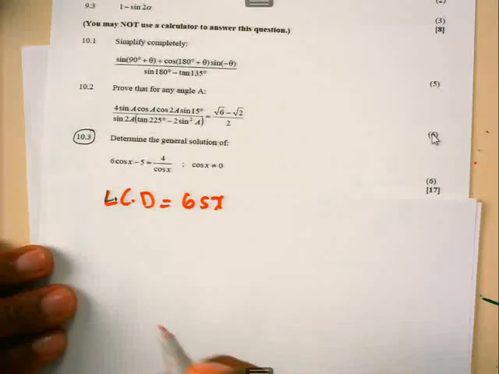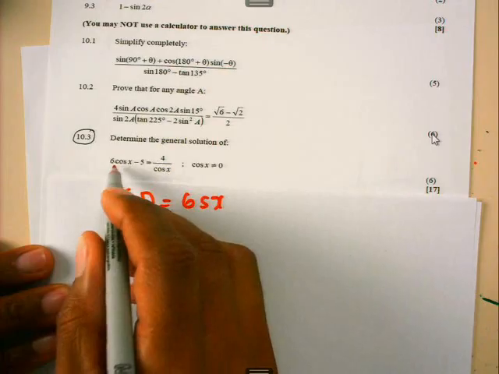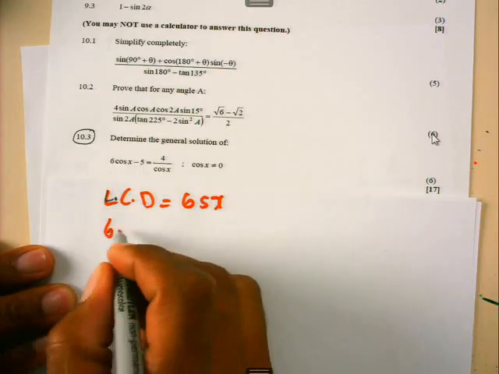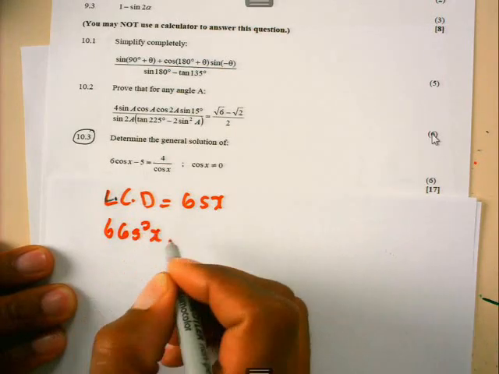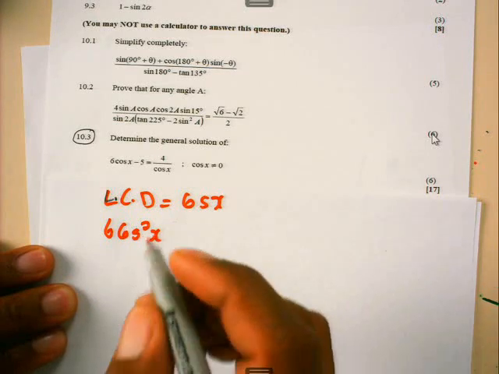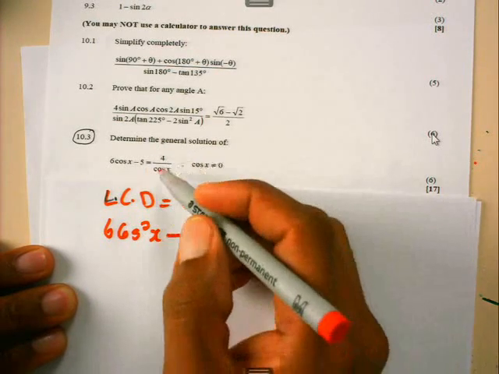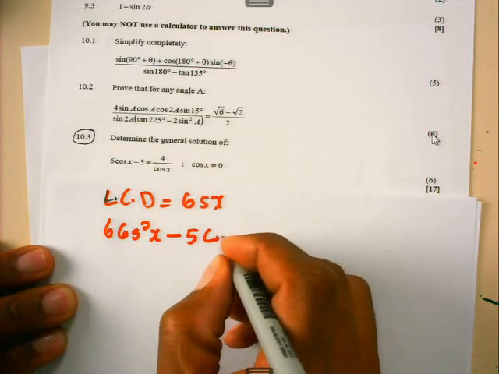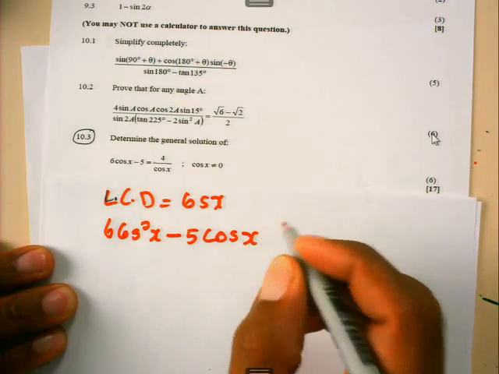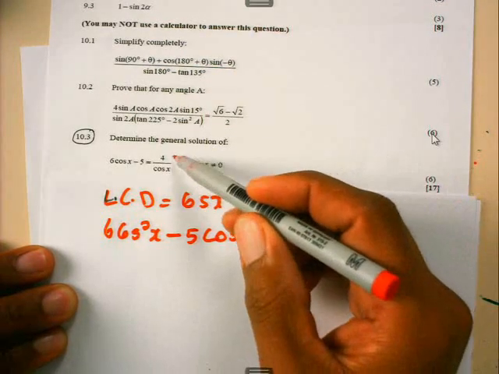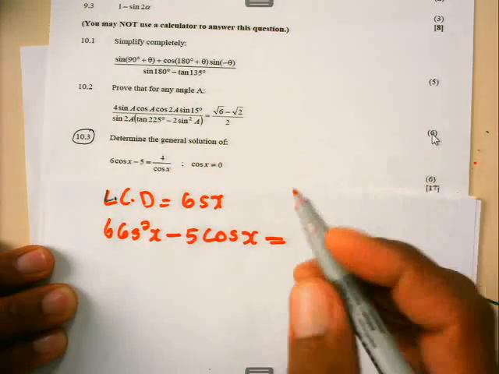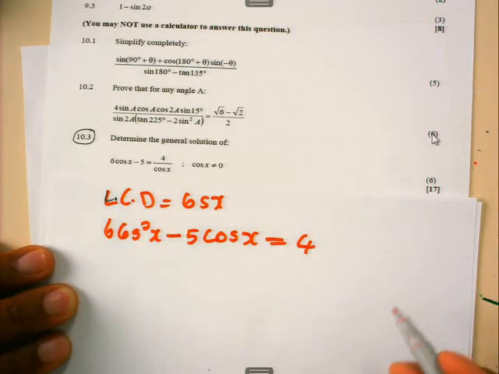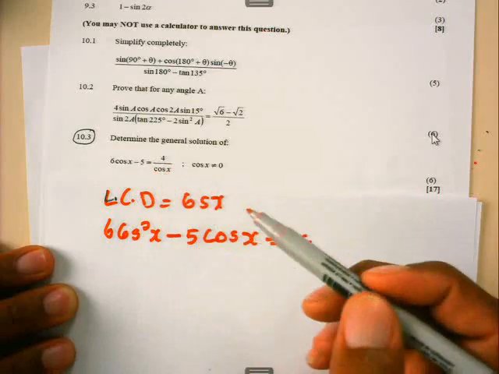Now, if we take cos x multiplied by 6 cos x, what is the answer? The answer there will be 6 cos squared x, and of course minus. We also take cos x multiplied by minus 5. It will be minus 5 cos x. Good. And now it is equal to, 4 divided by cos x times cos x, then the answer there will be 4. Of course, it's very important to multiply each and every term here by cos x.